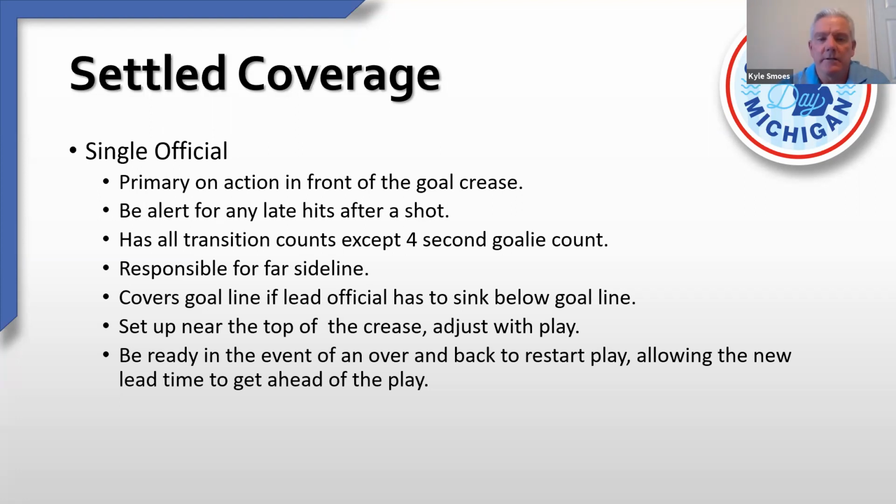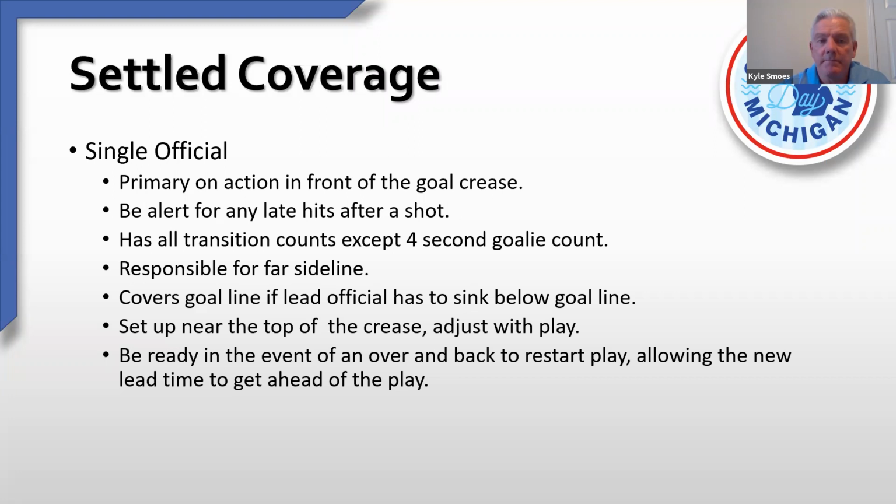He will, in settled coverage, come down and set up, generally, as a loose rule of thumb, anywhere from 2 to 5 yards above the crease, above the goal line and above the crease. And his primary responsibilities are that action in front of the goal crease. He is helping out the trail official with action around that crease, and the lead official as well.